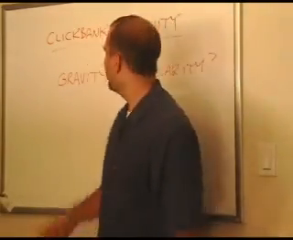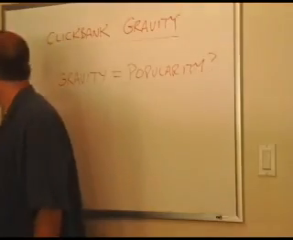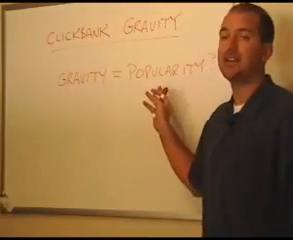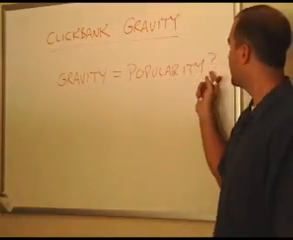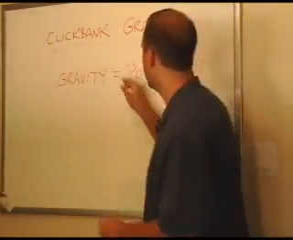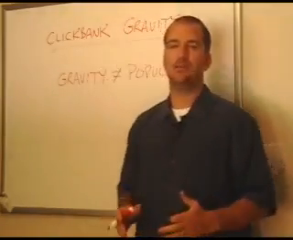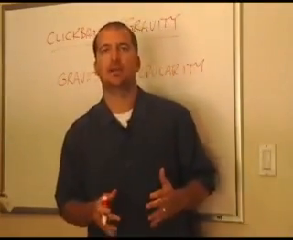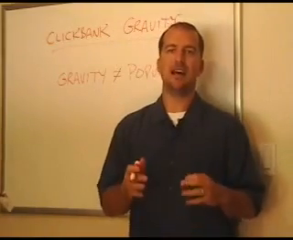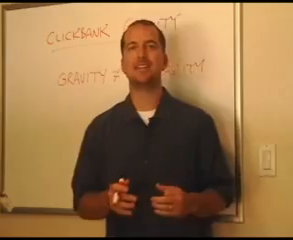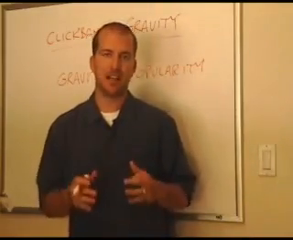So anyway, we're talking about Clickbank Gravity, and I put up on the board "gravity equals popularity," and there's a big question mark. Well, I'm going to get rid of the question mark because I'm going to answer your question right now. The two do not equal each other, and this is a pretty big misconception about what the gravity score on Clickbank is really all about. This is not a measure of how many of the products are being sold. It's how many affiliates are selling this product.